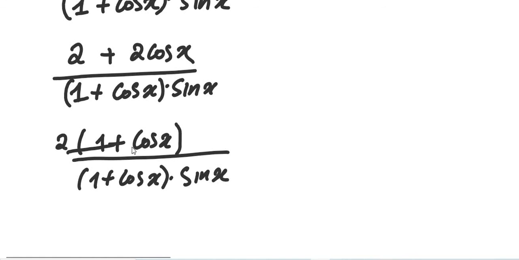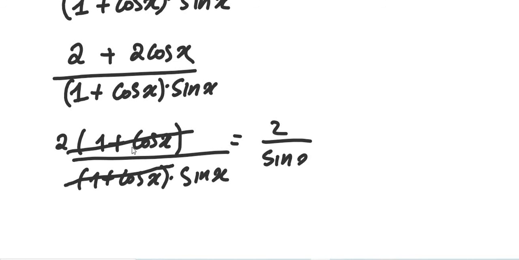This 1 plus cos x cancels this 1 plus cos x, and at the end I will obtain 2 divided by sine x. I know that 1 divided by sine x is equal to cosec x, so I will obtain 2 times cosec x.